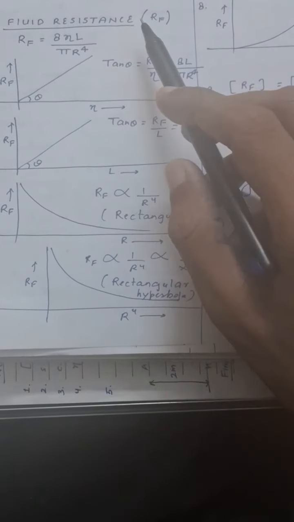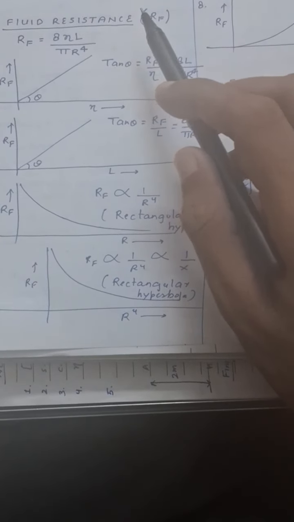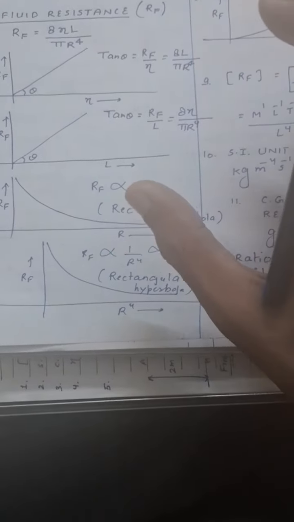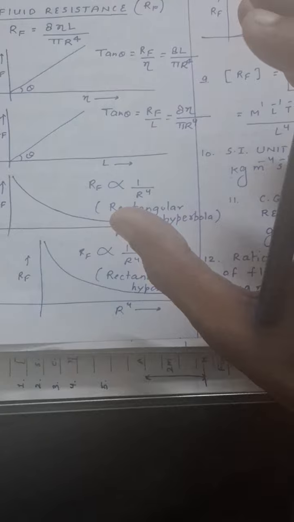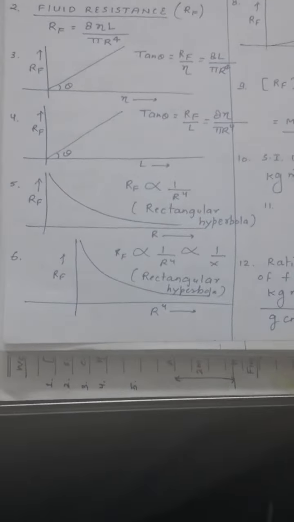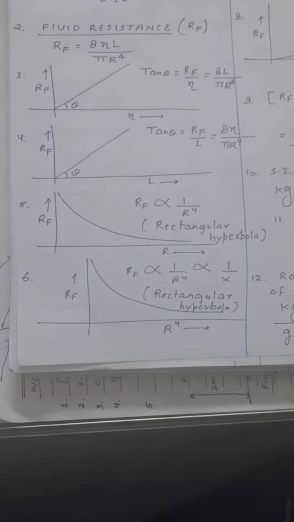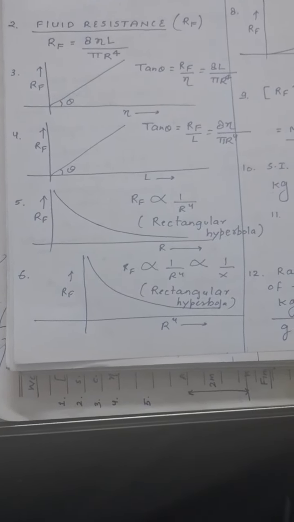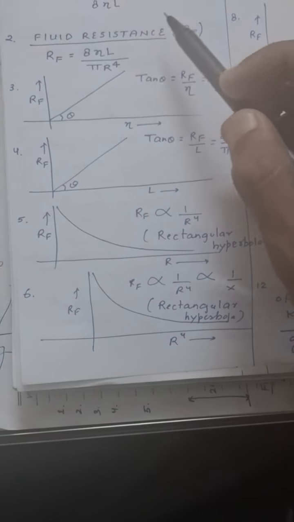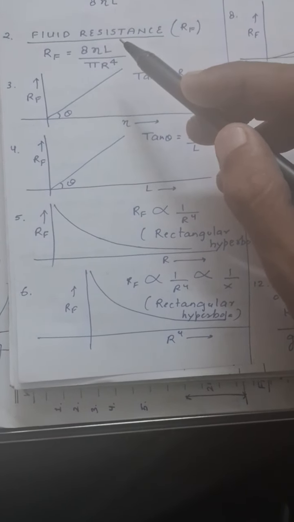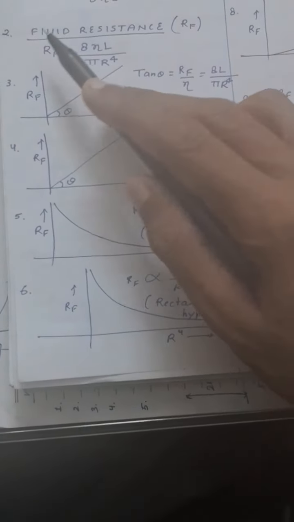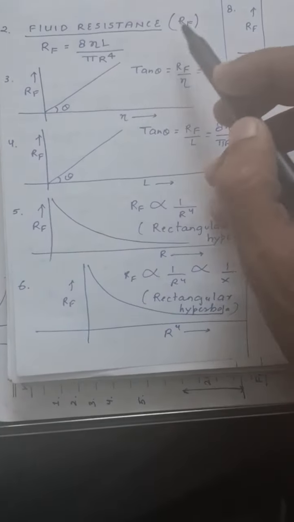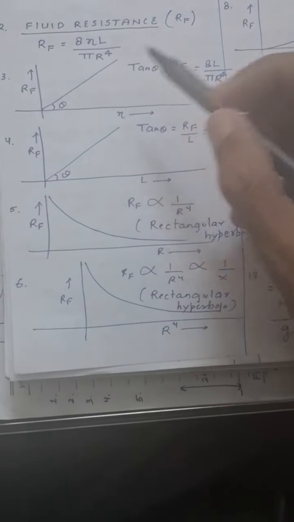Next we have fluid resistance. There is an analogy between electric current and the liquid flowing through a particular tube. As we know, current flows because of potential difference, in the very same way liquid flows because of the pressure difference. And there is a certain resistance to the flow of liquid, that's why pressure difference has to be applied. So by analogy, the fluid resistance is 8 eta L upon pi R^4.